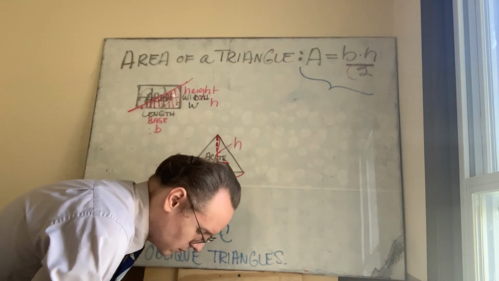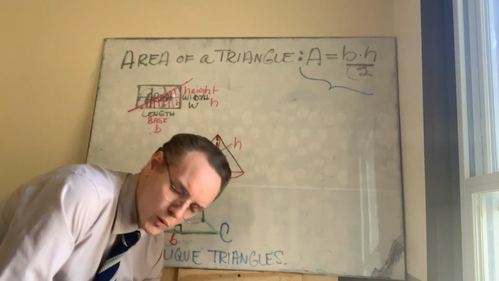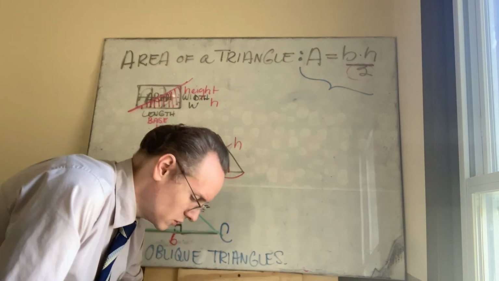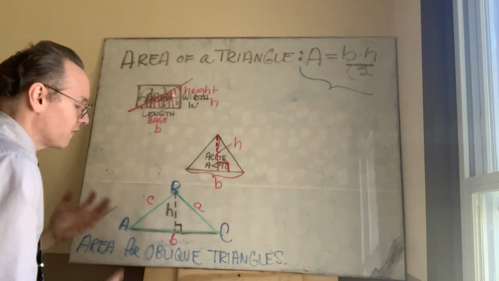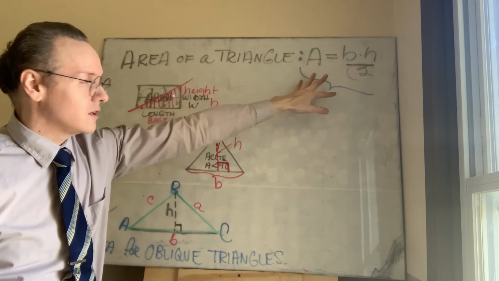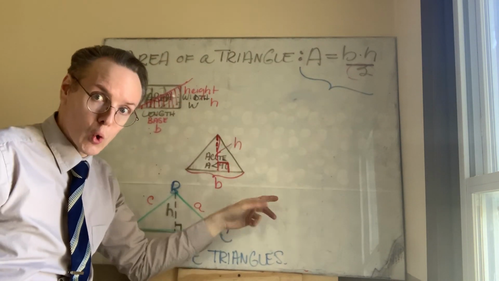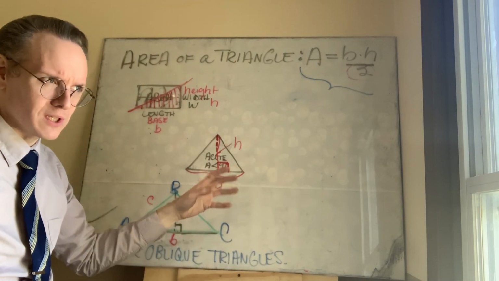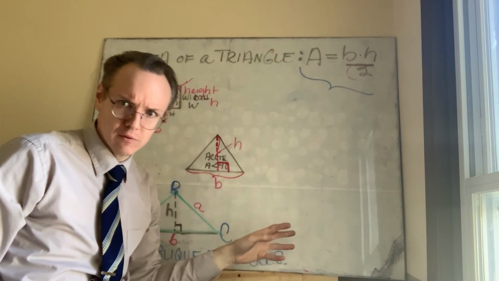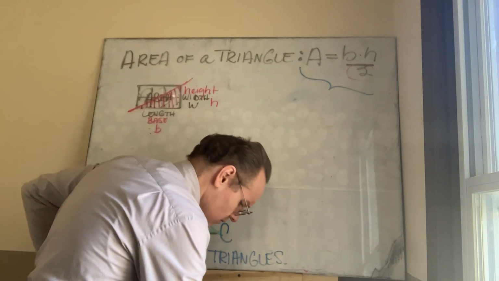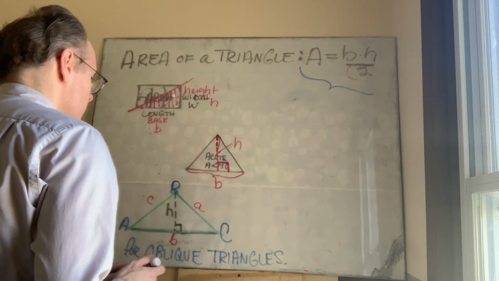Now, based upon what we know about trigonometric ratios, we can figure out a formula using the traditional formula, but also incorporating an angle at the same time. That's really the difference here. There's going to be an angle in the formula. That's the key difference.